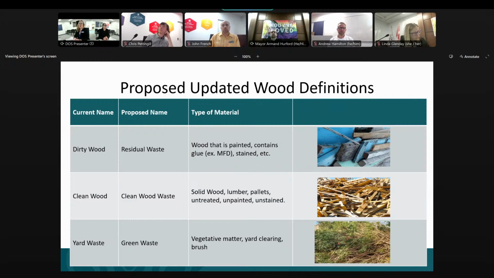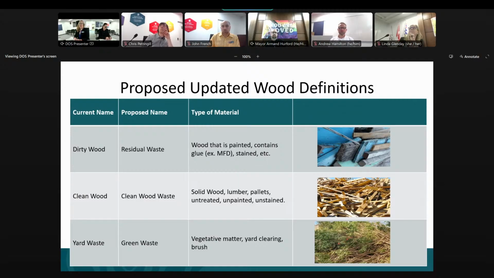And so it does go into the garbage or into the landfill. So dirty wood, the term will no longer exist at the landfill, and that material will be encompassed under the residual waste, which is garbage. And that's painted wood, wood with glues like MDF, or wood that's stained. And then clean wood will remain clean wood.